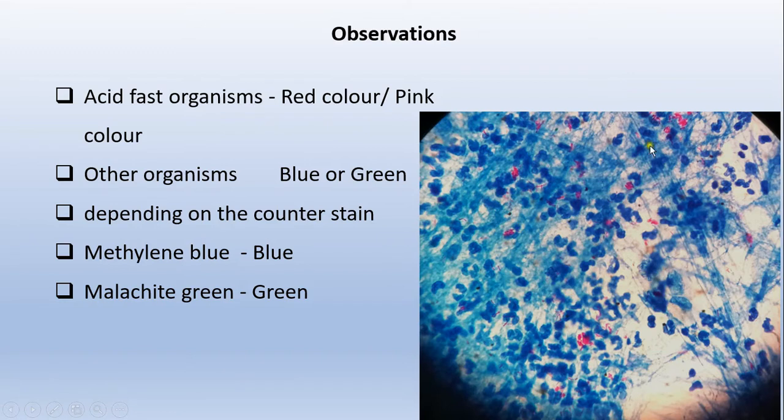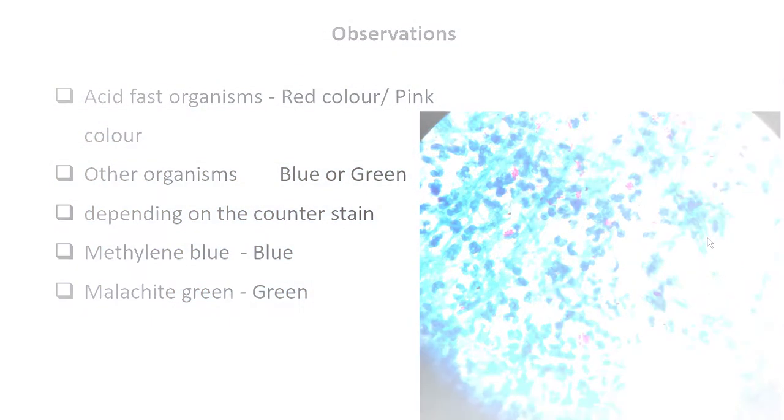Now, this is a picture which has been stained with methylene blue. Depending on the counterstain, the background gets blue color when stained with methylene blue. The background gets green color when you stain with malachite green.